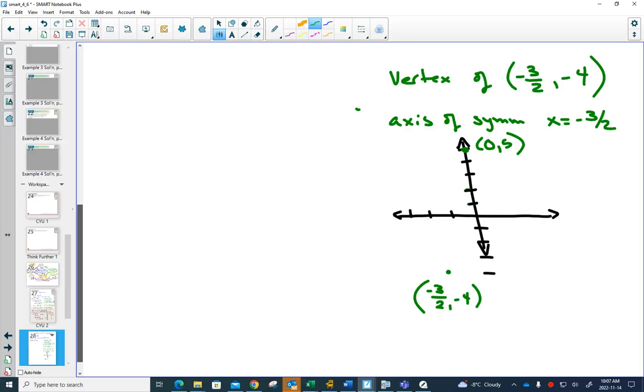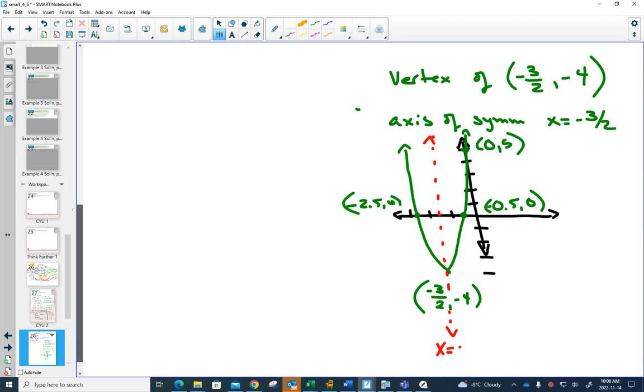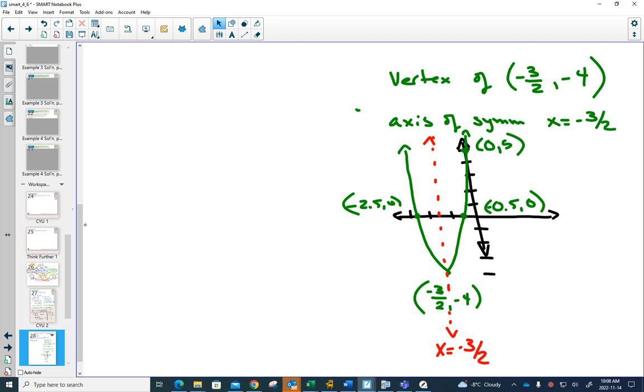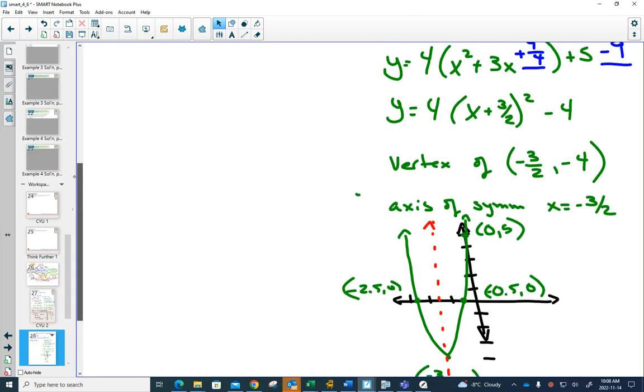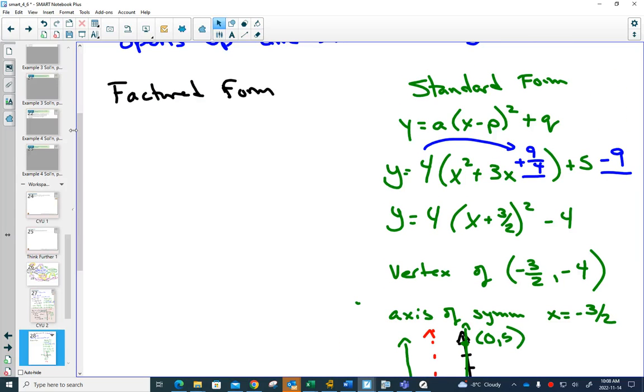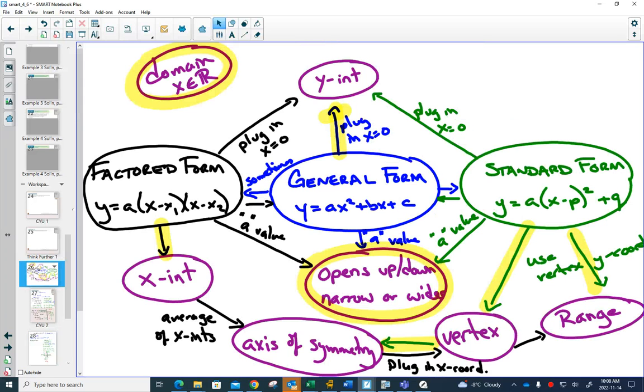Okay? Some other things you could use, because the a value is 4, you could go over 1, up 4, over 1, up 4. And if you go over 1, up 4, we get lucky that that works out perfectly to be our x-intercepts. Negative 0.5, comma 0, and negative 2.5, comma 0 are our x-intercepts. We can draw our axis of symmetry, take out a red pen, write down the middle, label it x equals negative 3 over 2. So our standard form in this question not only found the rest of the things, but we got lucky that we also found the x-intercepts.